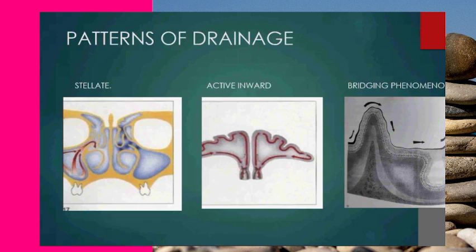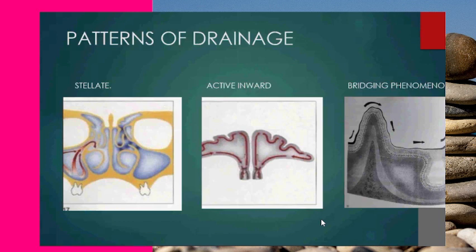So all the secretions from each sinus have to get drained into the nasal cavity. After that, it has to drain into the nasopharynx. After that, it has to drain into the throat or the pharynx, so that we will swallow and it will go into the digestive tract. Okay, this is a normal pattern.